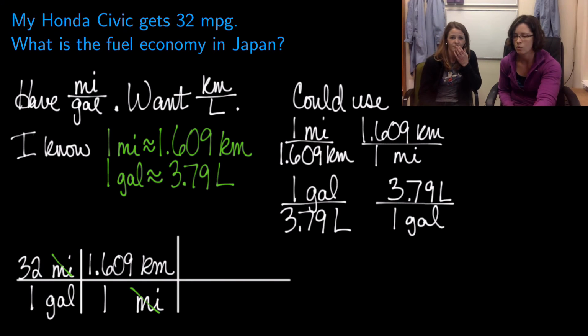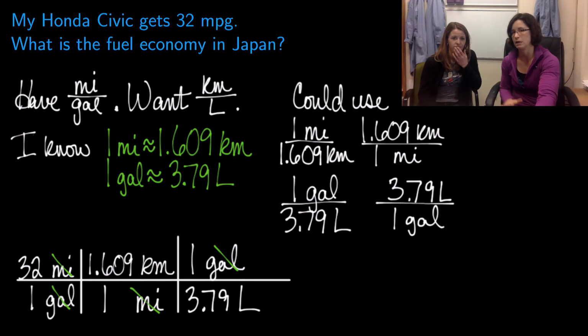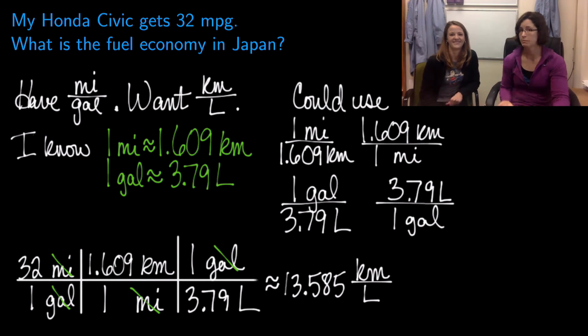So we know we're going to choose this one now because we had this all visualized on the paper. You choose 1 over 3.79. The units all cancel, all pretty. You get your calculator going, and you get that it's about 13.585 kilometers per liter.